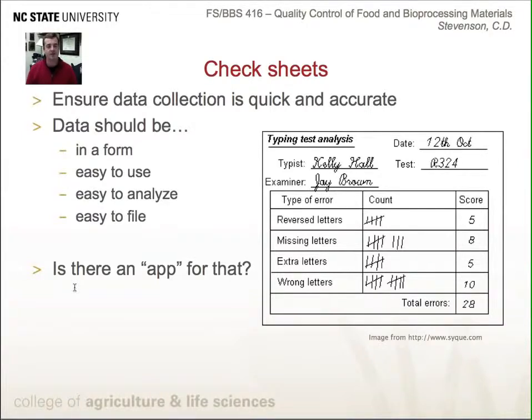But I think this is the way the industry is headed, is getting apps or some sort of electronic or digital or wireless way of entering in the data from the check sheets.